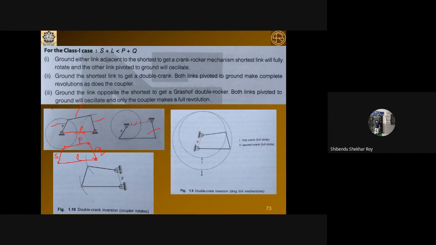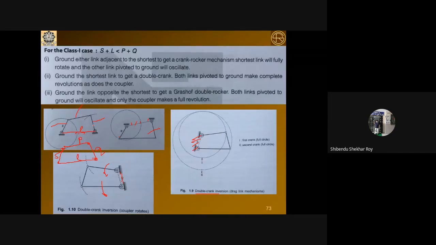There is another inversion when you fix the shortest link, as shown here. If you ground the shortest link, you will get full rotation of this link, the crank, as well as the follower. That is why it is called the double crank mechanism. Both links pivoted to the ground make the complete revolution, and this is basically known as double crank.